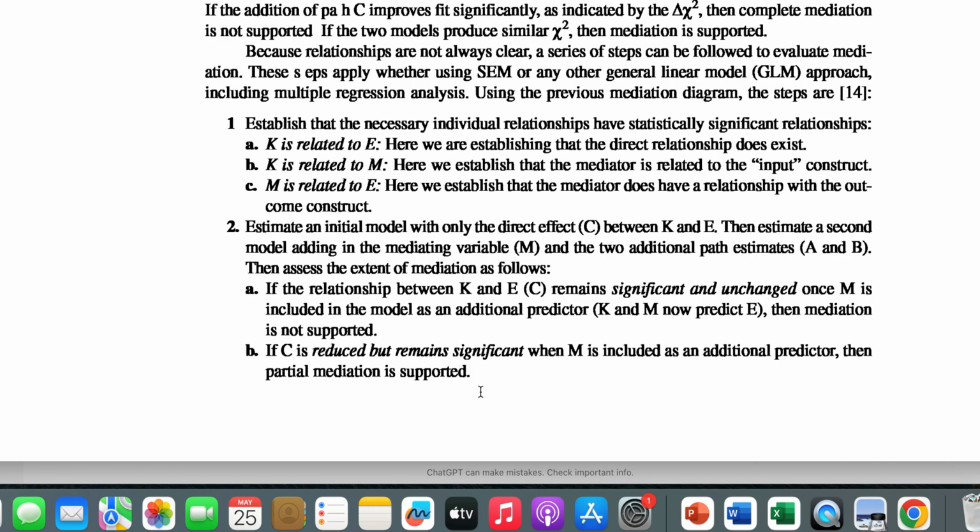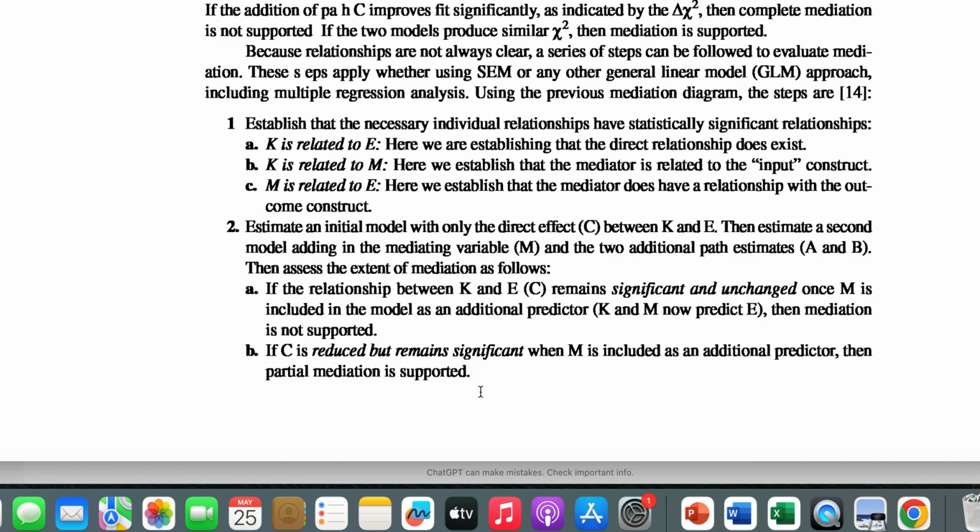Estimate an initial model with only the direct effect between K and E, then estimate a second model adding in the mediating variable M and the two additional path estimates A and B. Then assess the extent of the mediation as follows. If the relationship between K and E, C, remains significant and unchanged when M is included in the model as an additional predictor, so K and M now predict E, then the mediation is not supported.